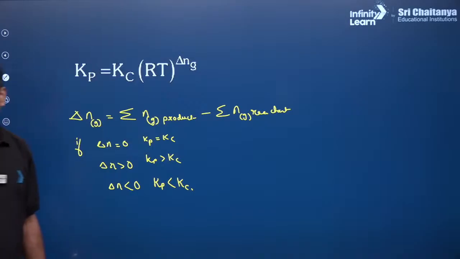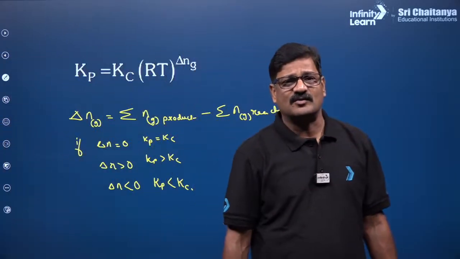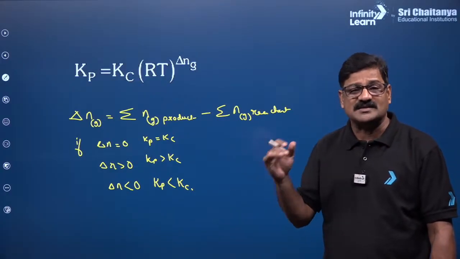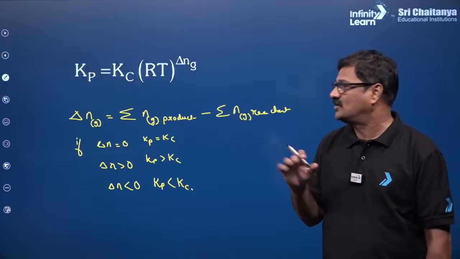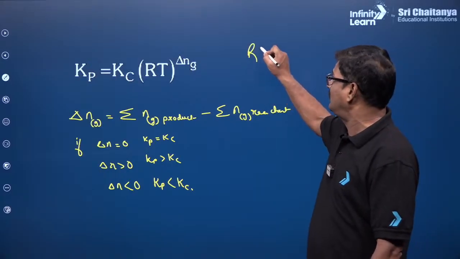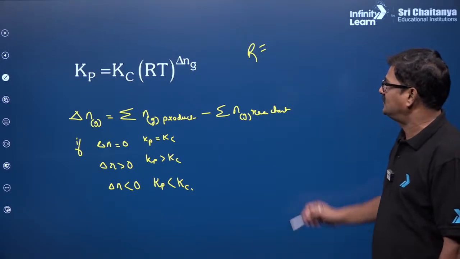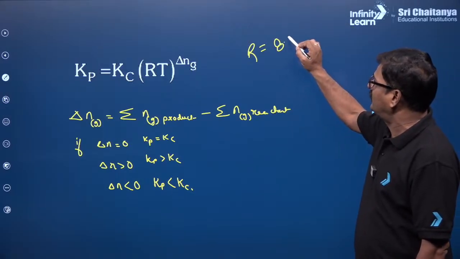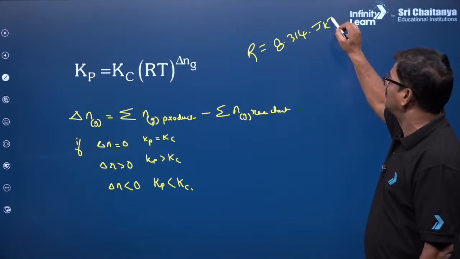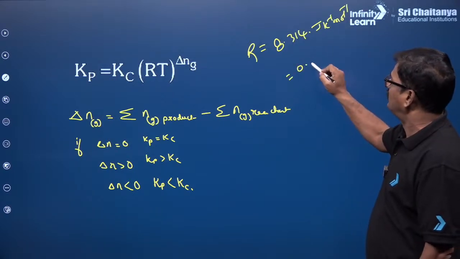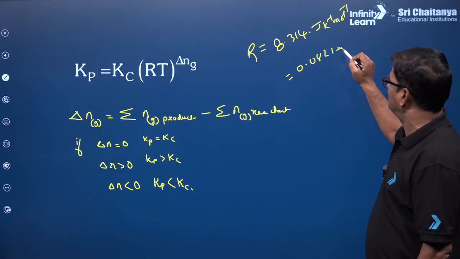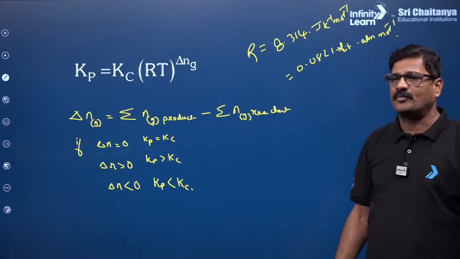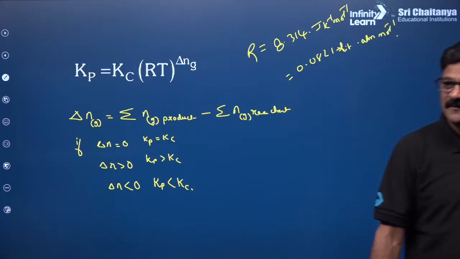And based on this, they can give Kc and ask you to calculate Kp, or give Kp and ask you to calculate Kc, and they can also ask for the Kp to Kc ratio. When the R value is there, you have to take the appropriate R value: take 8.314 joule Kelvin inverse mole inverse, or 0.0821 liter atmosphere Kelvin inverse mole inverse, depending upon how the Kp and Kc values have been given.